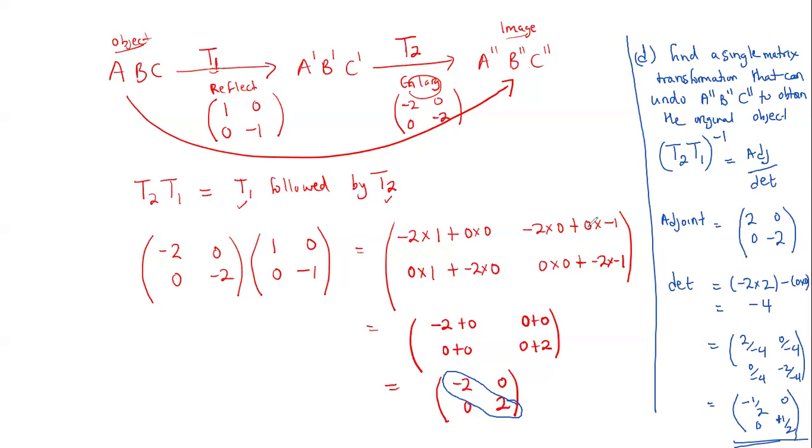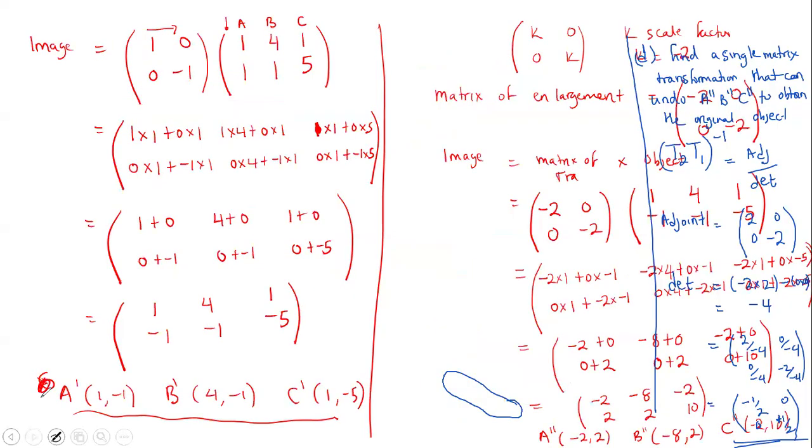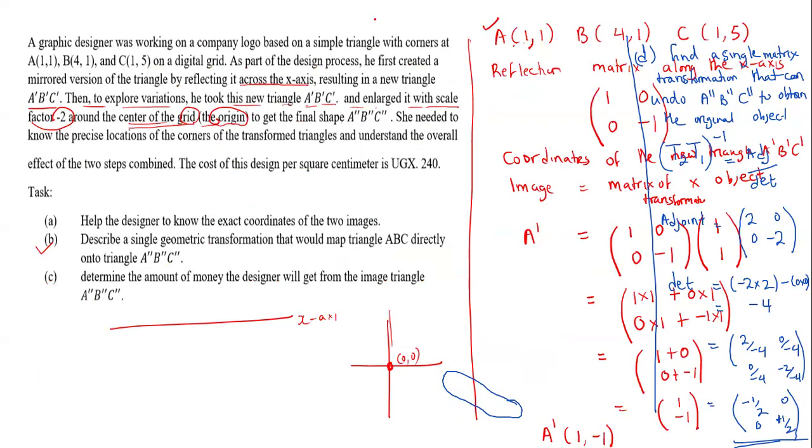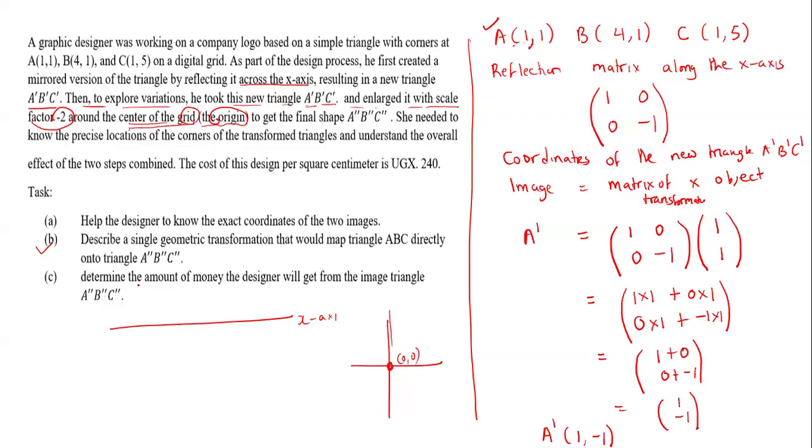Okay. We are going now to continue. We have not yet finished the question. We are going back to the question. Then the last question asked us to determine the amount of money the designer will get from the image triangle A double prime, B double prime, C double prime. Now, what do you need to remember? They have told us the cost of this design per square centimeter. Now, the moment you see per square centimeter, that is like centimeters squared.